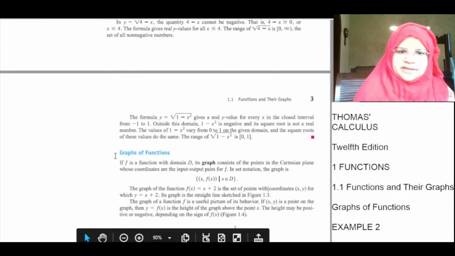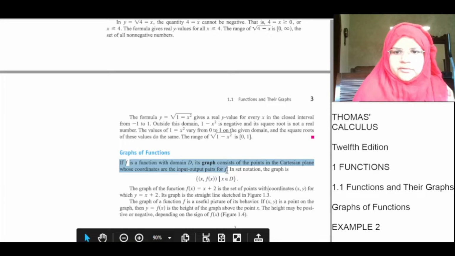Graphs of functions. If f is a function with domain D, its graph consists of points in the Cartesian plane whose coordinates are input-output pairs for f. In set notation, the graph is {(x, f(x)) such that x is an element of D}.